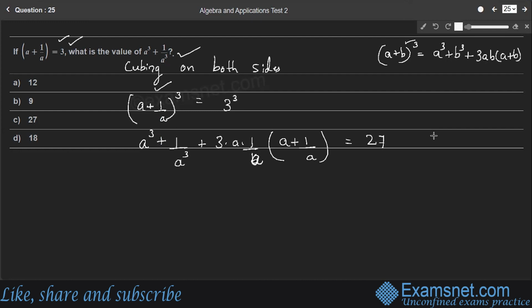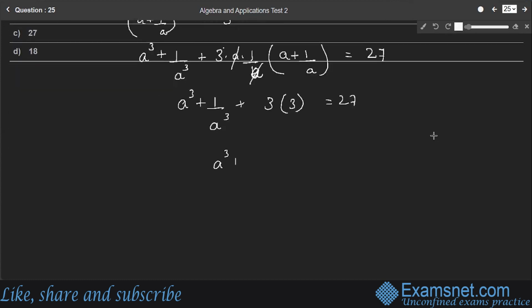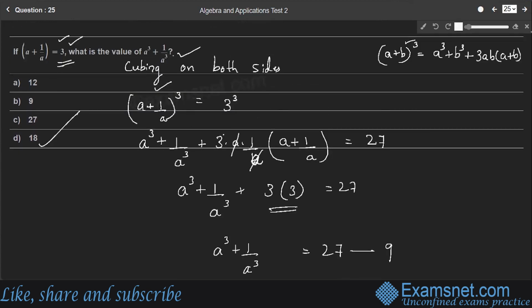Here we need the value of a cube plus 1 by a cube, plus, here a and a will get cancelled, so 3 into a plus 1 by a. The value of a plus 1 by a is 3. Therefore we can write it as 3 into 3, is equal to 27. Therefore a cube plus 1 by a cube is equal to 27 minus 3 into 3, which is 9. Therefore we have 18 as the answer. 27 minus 9 is 18. Therefore, option D is the right answer.